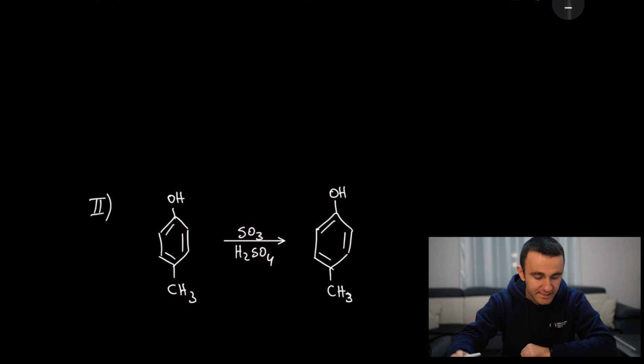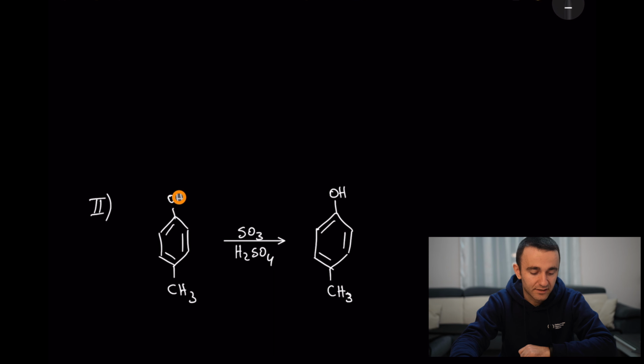The second case is when the directing effects of the 2 groups oppose each other. What are you going to do? In this case, the more powerful activating group has the dominant influence, but a mixture of products is usually formed. Let's take a look at this example. As you can see here, hydroxy group, that is a powerful activator, orients in ortho and para. Para is blocked, so it orients in ortho, in this case only in ortho, but also methyl, due to the inductive effect, orients in para and ortho position.